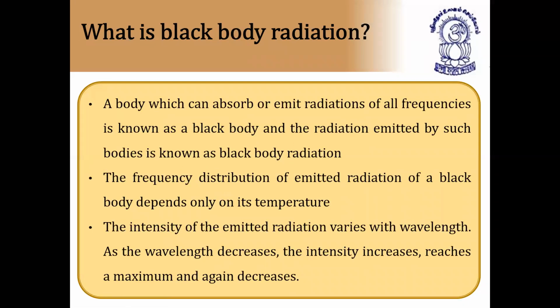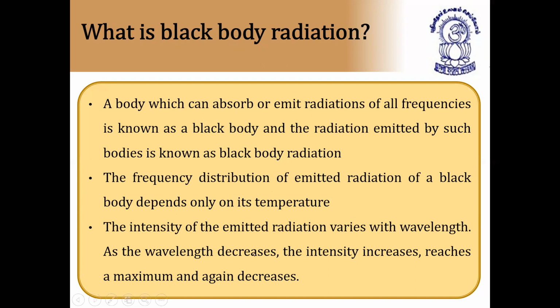What is black body radiation? A body which can absorb or emit radiations of all frequencies is known as a black body, and the radiation emitted by such bodies is known as black body radiation. The frequency distribution of emitted radiation of a black body depends only on its temperature. The intensity of the emitted radiation varies with wavelength. As the wavelength decreases, the intensity increases, reaches a maximum, and again decreases. A very, very important point: the frequency depends on the temperature.